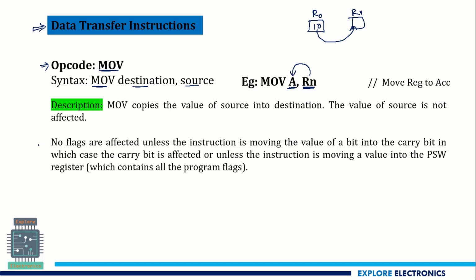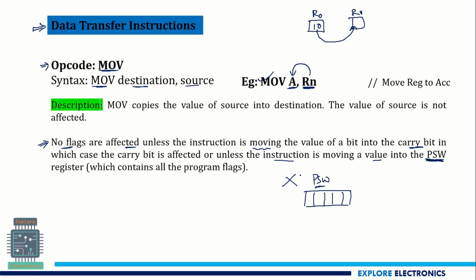After executing this, you need to observe that no flags are going to be affected, unless we are moving a value into the carry bit. Then only the PSW register is going to be affected. Similarly, any instruction which is moving a value into the PSW register affects the flags, since we know there are different flags present in the PSW register. If we are using the PSW register in our move instruction, then only the flags are going to be affected. Otherwise, the PSW register is not updated with any flag.